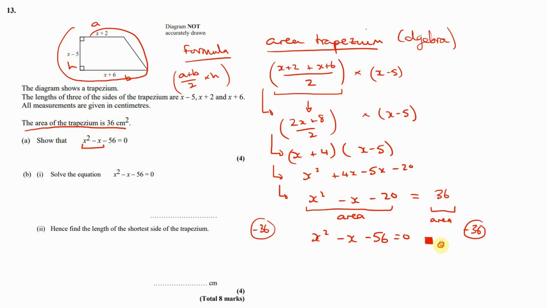Or you can write QED. That's some Latin abbreviation for like I've done it. And that box means the same thing. So in this case, we've finished that part A, and we've got our 4 marks.